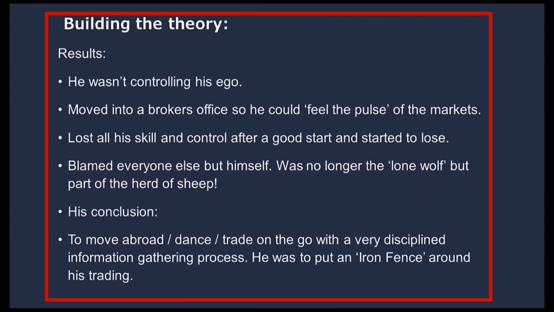So what happened next? Well, his psychology overtook him again. He wasn't controlling his ego. He moved into a broker's office in Wall Street so he could feel the pulse of the markets. He lost his skill and control after a good start and was starting to lose, and he was blaming everyone else but himself. And he wasn't that lone wolf that he was, travelling the world, dancing and focusing just on his trading, but he was part of that herd of sheep. So in conclusion, he decided to continue his dancing, stay away from Wall Street, trade on that very disciplined information gathering process that he put together, and essentially build an iron fence around his trading.